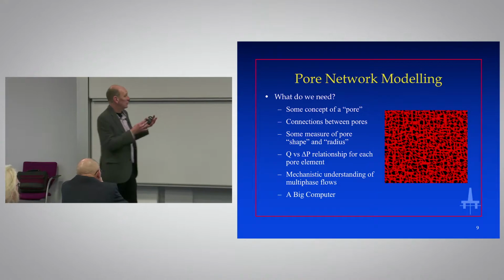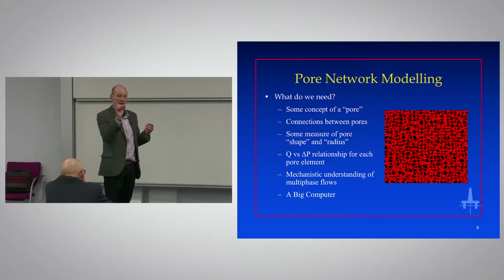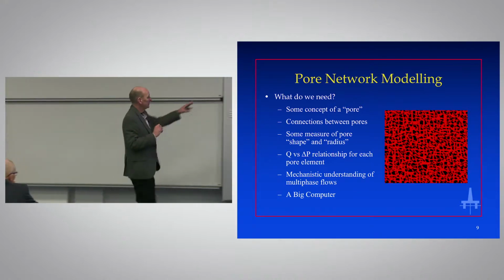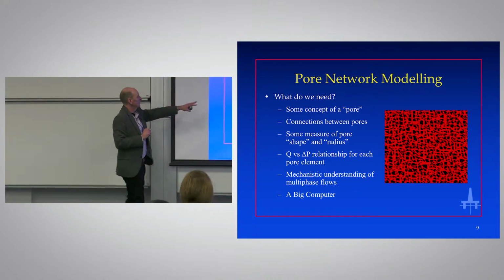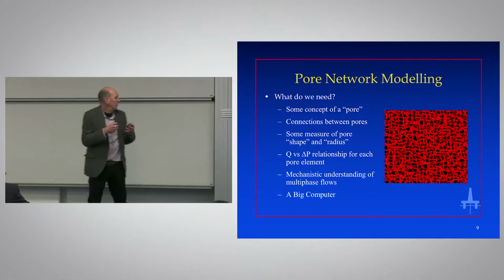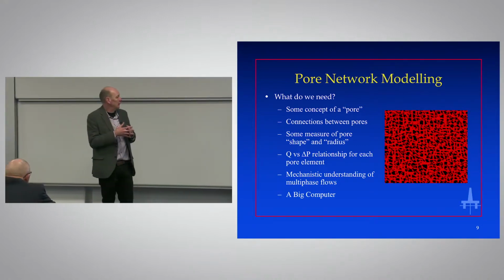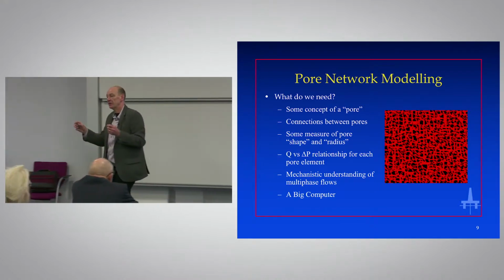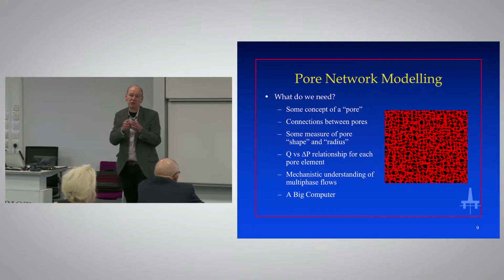Well, we need some concept of a pore. What do we mean by that space between sand grains? We need some connections between the pores. We need some measure of what the shape of the pores are, and what a radius of a pore might be. We need a relationship that tells us what the flow rate through a pore will be if I put a certain pressure drop across it.